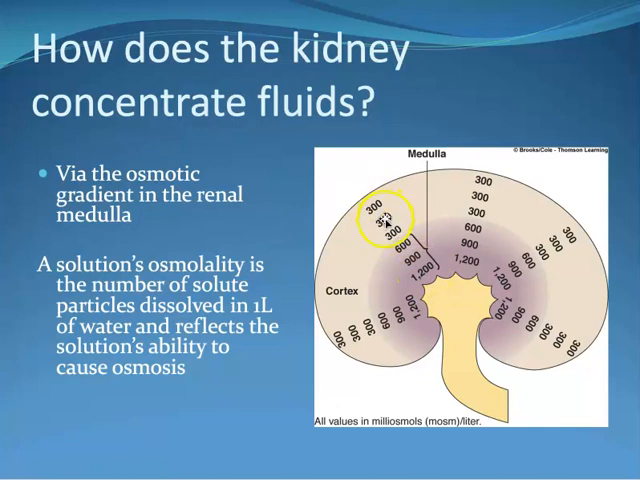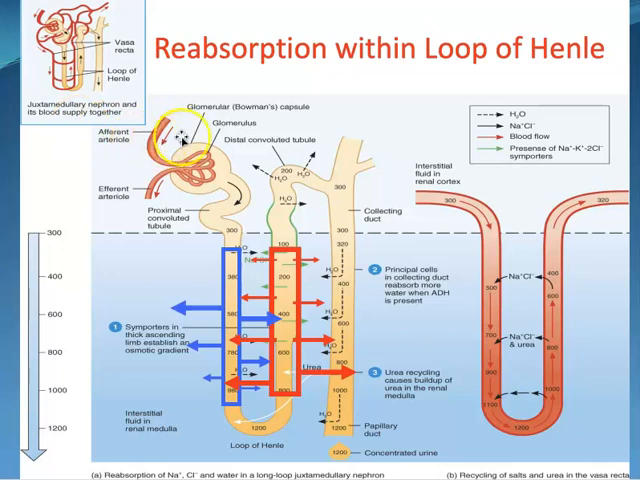So as the tubular portion of the nephron dips deeper into the medulla, and as the collecting duct moves back through the medulla, as this gets more concentrated, it will have more of a drawing effect on the water that's in the tube. So let's take a look at this image here.